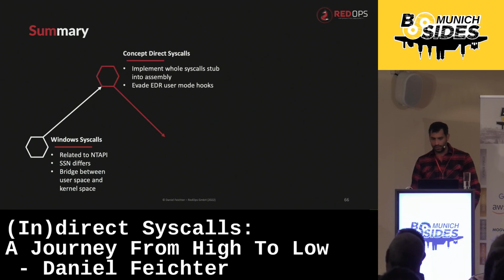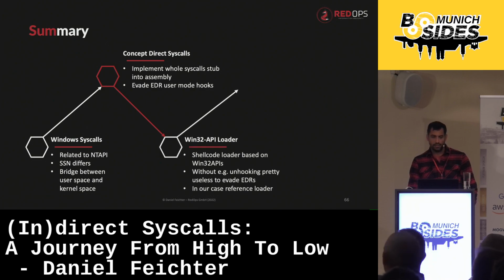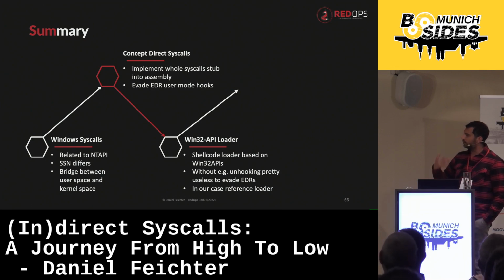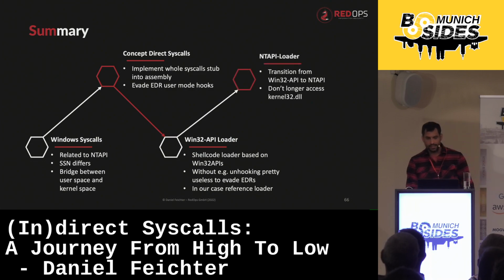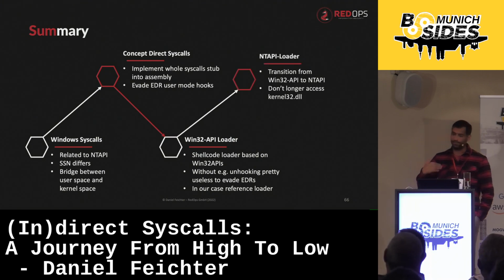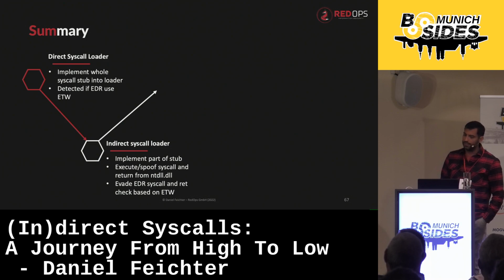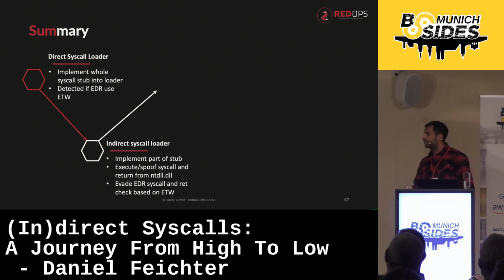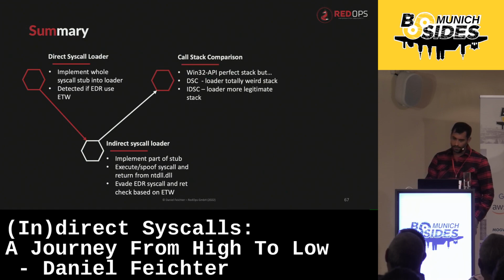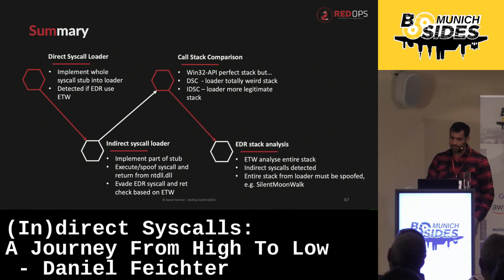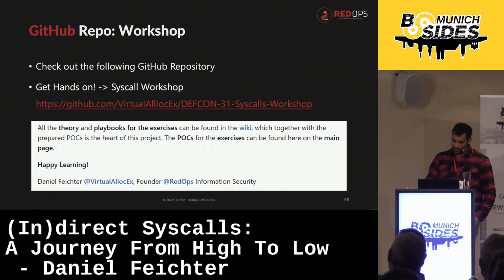So in summary, we learned a bit about Windows syscalls and the concept of direct syscalls. We started building our own indirect syscall loader. We started with a Win32 API loader, which is more or less our reference. Then we made the transition to a native API loader. In the next step we built a direct syscall loader, then an indirect syscall loader. We did a bit of call stack analyzing, and so far so good. So this was very fast.